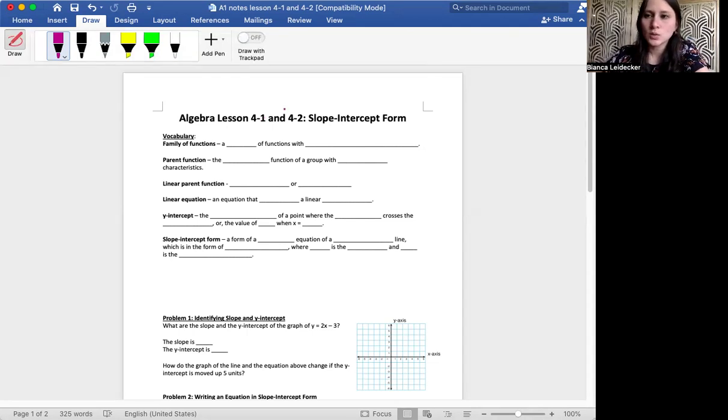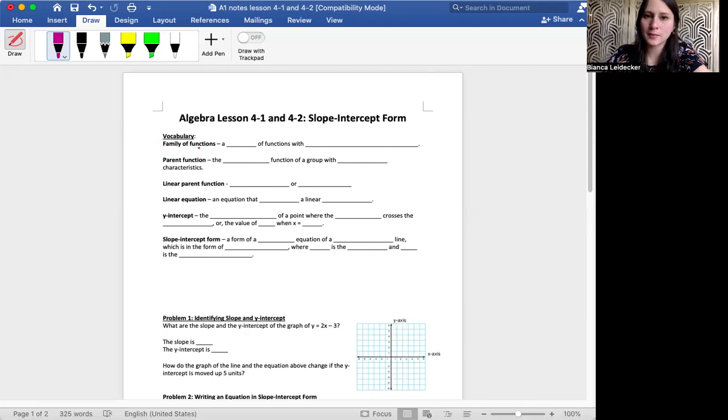We're going to continue with this idea of linear equations. Previously, we talked about slope and how to calculate rate of change and how to find slope. Well, today we are going to focus on the equation in which slope is in. So before we get there, let's talk about some vocabulary.